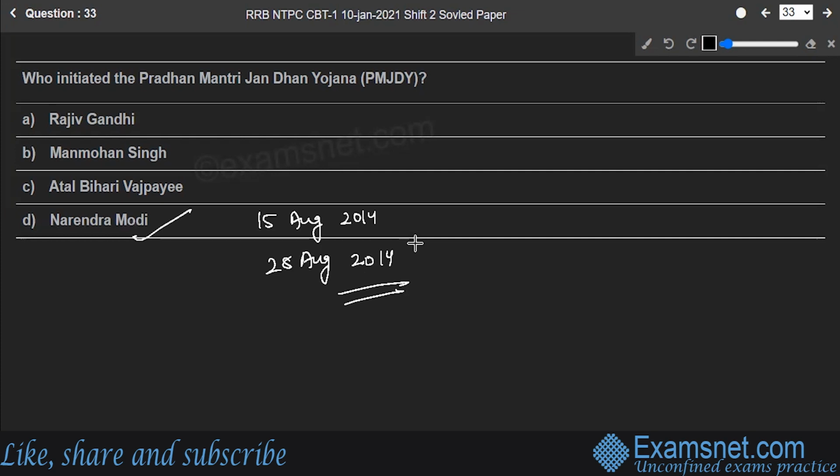The scheme covers both urban as well as rural areas. No minimum balance is required for opening an account under this scheme. It ensures to provide core banking system along with mobile banking using USSD facilities. The facility of call center and a toll-free number is available nationwide. Pradhan Mantri Jan Dhan Yojana provides each beneficiary with basic banking accounts with a debit card with inbuilt accident insurance. So we have option D as the correct answer to this question.